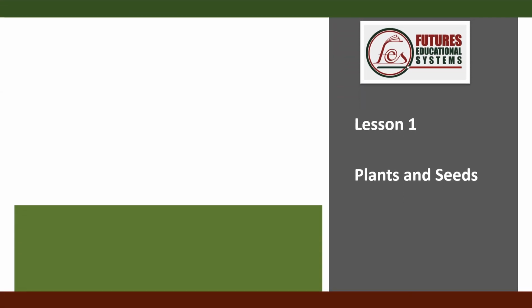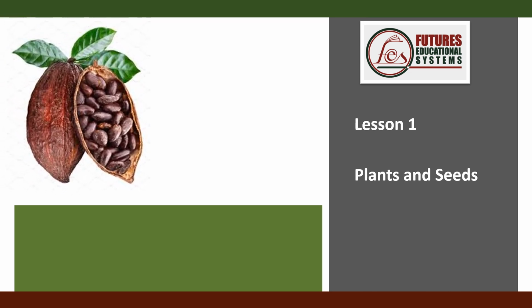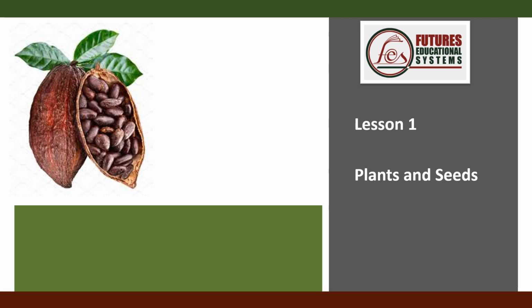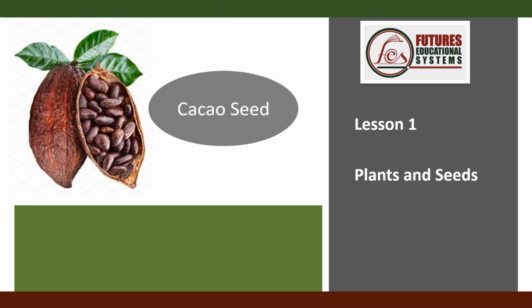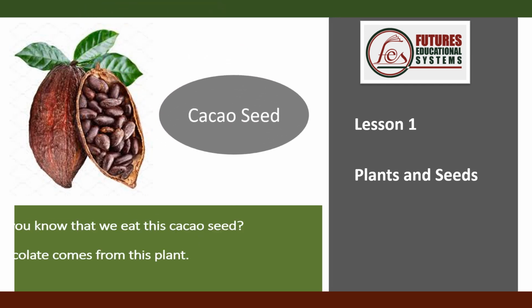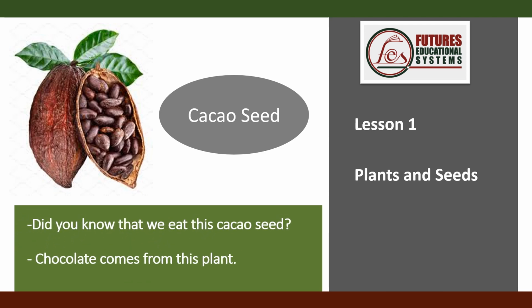Let's start with Lesson 1, which is about plants and seeds. We are going to start with this plant, which is called the cacao seed. Did you know that we eat this cacao seed? Yes, we do, because chocolate comes from this plant.